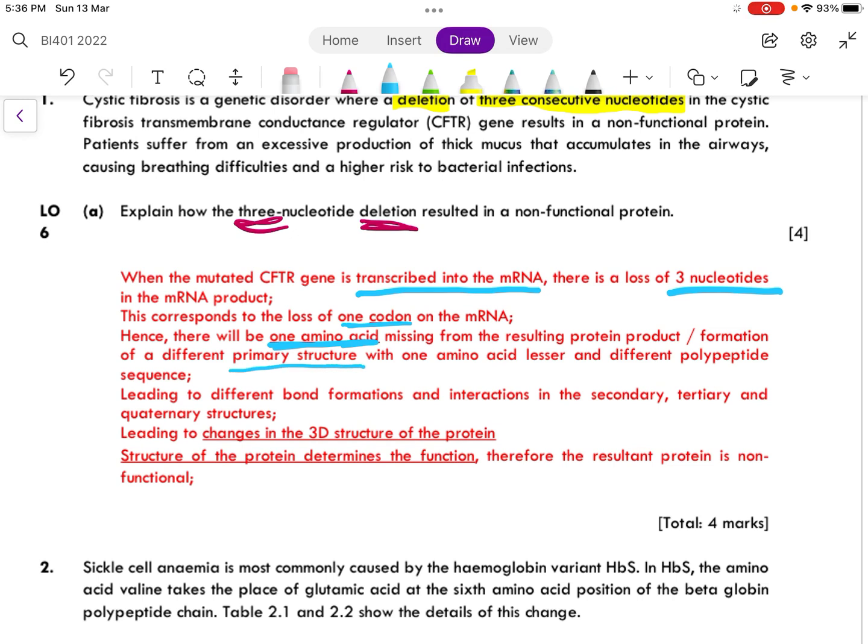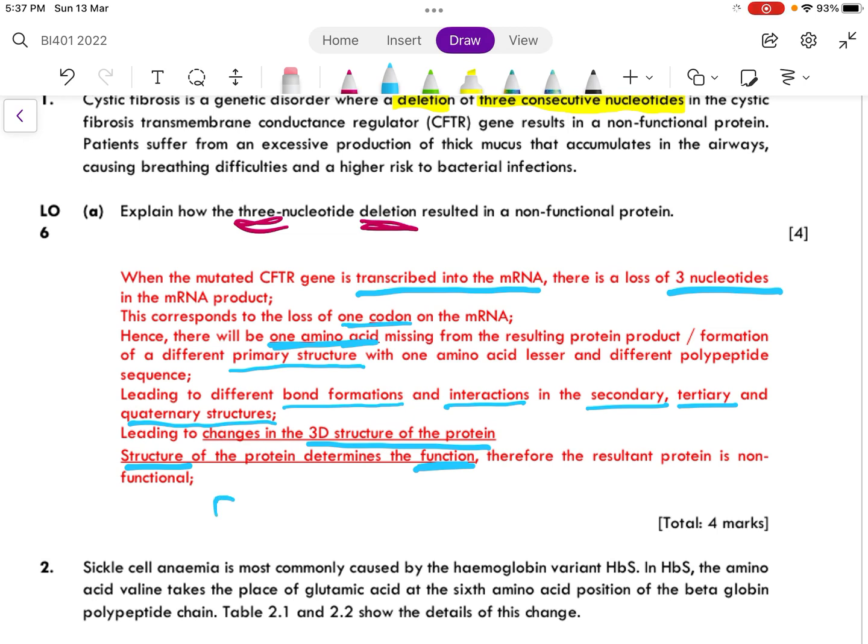If there's a change in the primary structure, very likely the kinds of bonds and interactions that will form will change, and this will affect the secondary, tertiary, and quaternary structures. And if these levels of structure all change, you also change the 3D shape of the protein. And since structure determines function, a change in the 3D structure may result in the protein becoming non-functional.